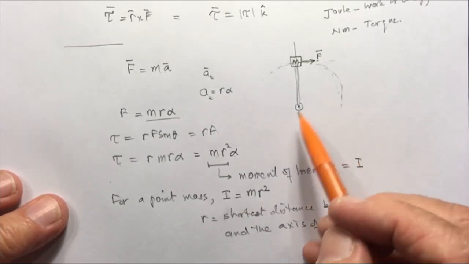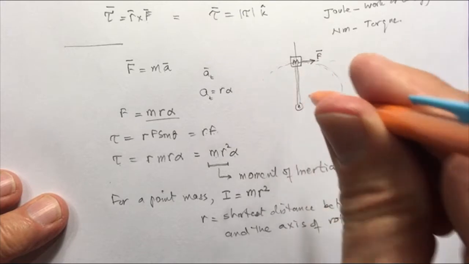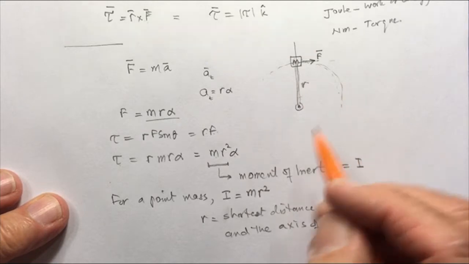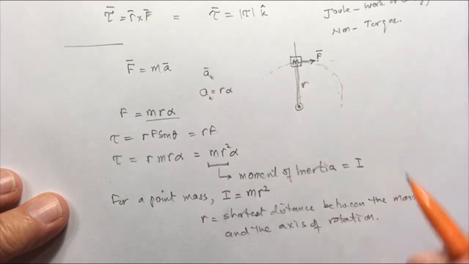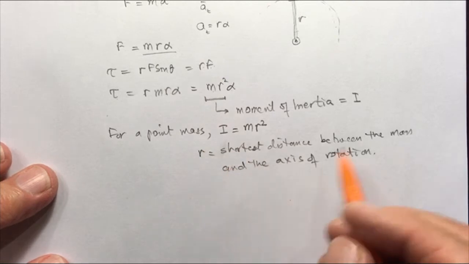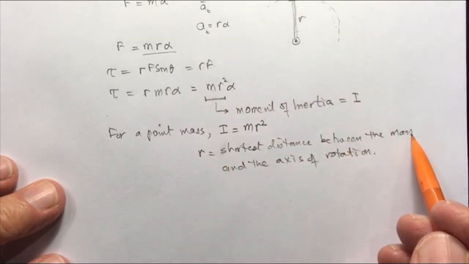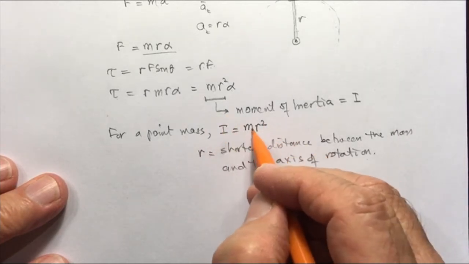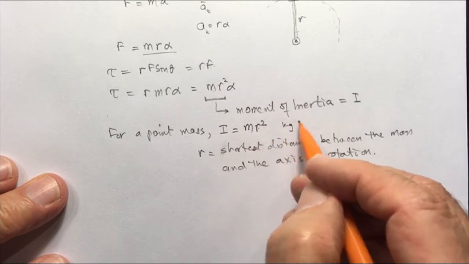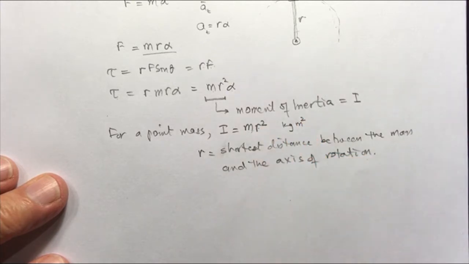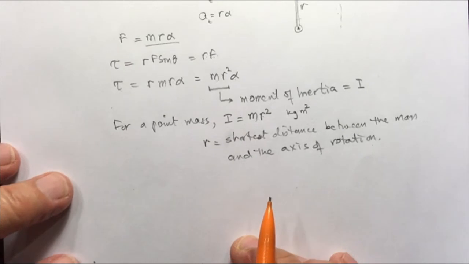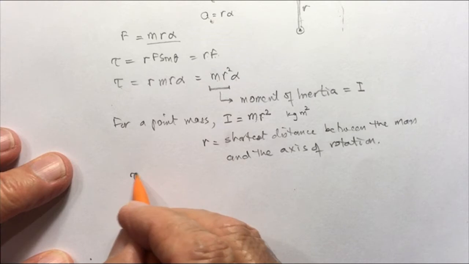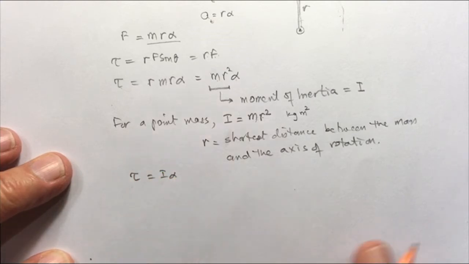So in this case, the axis of rotation is here, perpendicular to the paper. So this is the R. If it were rotating about some other point, then we would take a different R. So it's the perpendicular distance, or the shortest distance, between the mass and the axis of rotation. It becomes m R squared, and the units: the unit of mass is kilogram, the unit of R is meter, so it becomes kilogram meter squared. And so we write m R squared as I, and so the torque becomes I alpha.